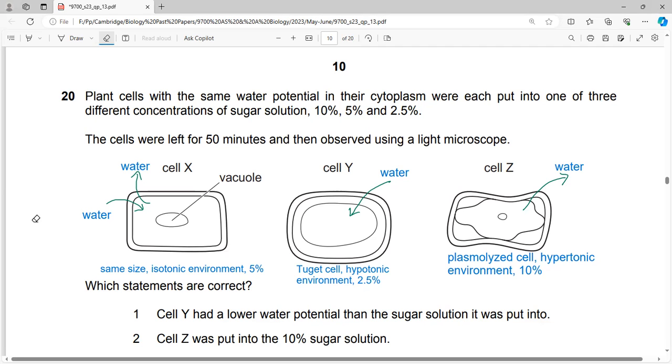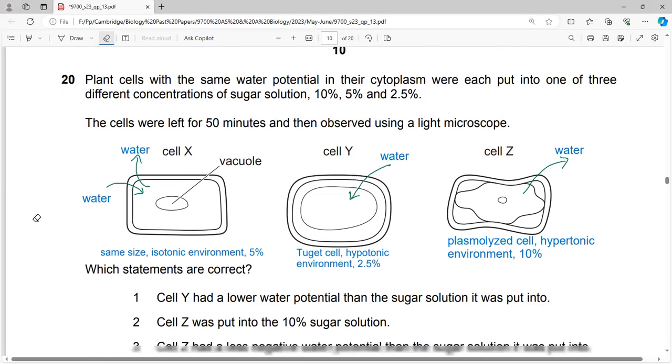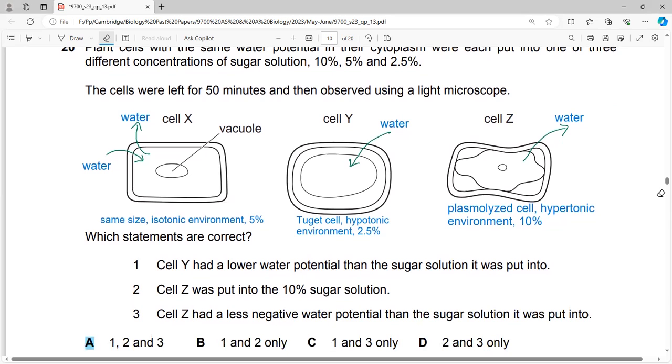And in the same way, that's in cell X is equal. So we're going to see that according to this given information, which option is correct here. Statement number 1: cell Y had lower water potential than the sugar solution it was put into. So cell Y has a lower water potential. Yes, so that's why the water moved from outside to the inside. So it is a correct statement.